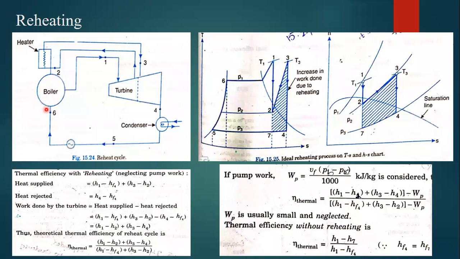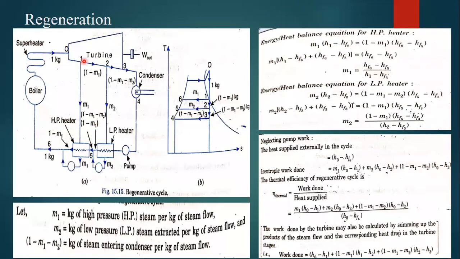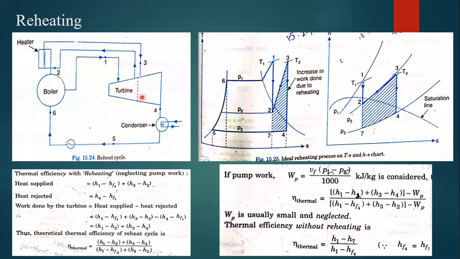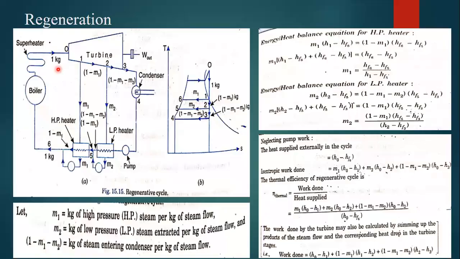Okay, so that is reheating. Simply, the main difference between regeneration and reheating is that in regeneration we extract some of the steam, but here we take the whole steam and reheat it again. In regeneration, we heat before taking it to the turbine only. Here, with feed heaters we raise the temperature of the liquid, and at the boiler there will be a phase change, and with the help of the superheater we raise the temperature of the steam.